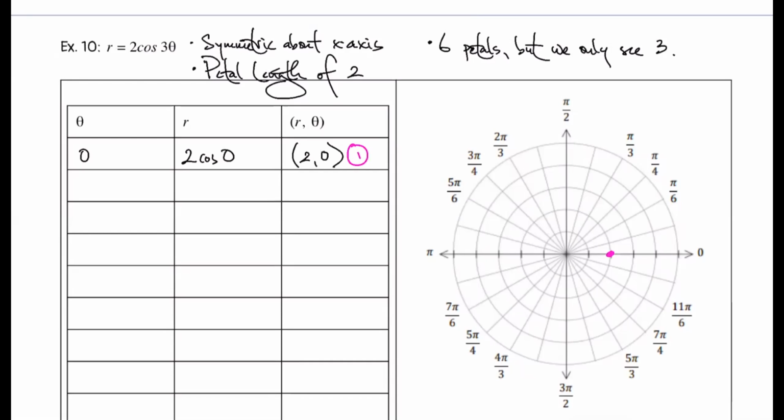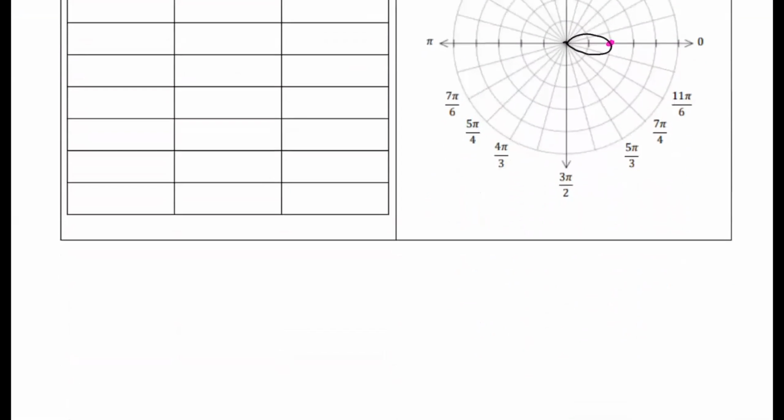Now let's use the equation solving to kind of help us think where the other petals might have their ends. Okay, we found the end of one petal. And because I know it's symmetric about the x-axis, I can actually go ahead and draw in this petal. Okay. Well, let's practice that equation solving.